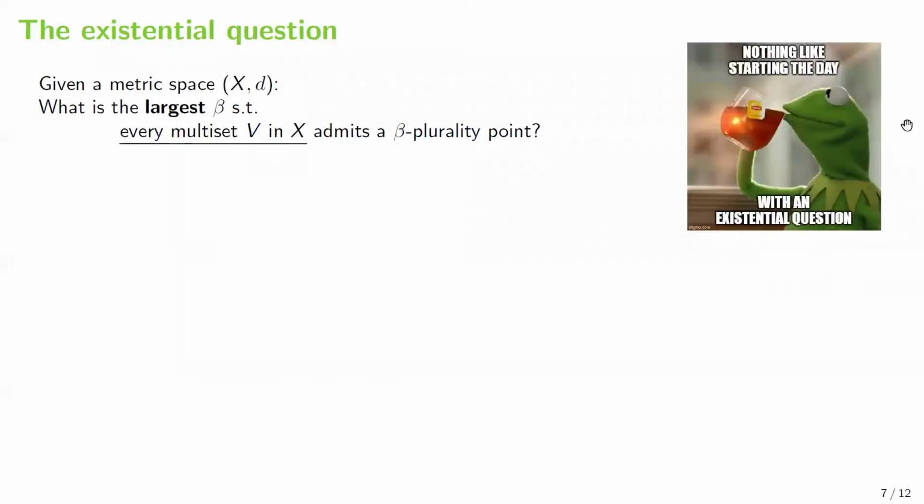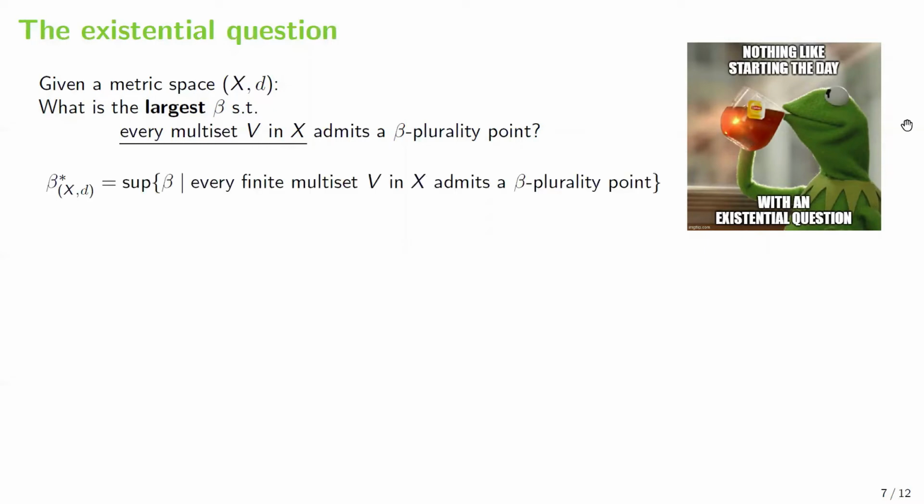Now consider the following existential question. Given a metric space (X, d), what is the largest beta such that every multiset V in X admits a beta plurality point? And more formally, we define beta star of a metric space (X, d) to be the supremum over all values beta such that every finite multiset V in X admits a beta plurality point.